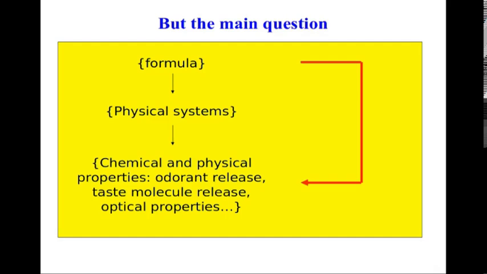The big question that I would ask is this one. You have a set of all formulas. You can make them into physical systems, and these physical systems have chemical and physical properties. For example, flavor release or optical properties and so on. Can we predict the properties from the formula? This is a very interesting question. Similar to the one that you have for drugs, is there a relationship between the chemical formula and the biological effects?